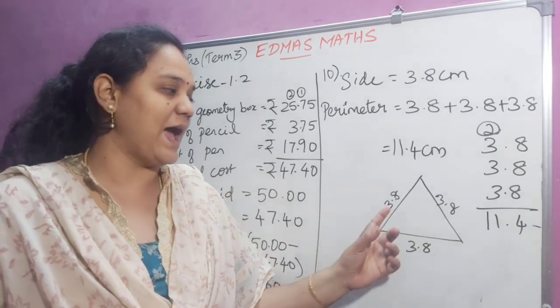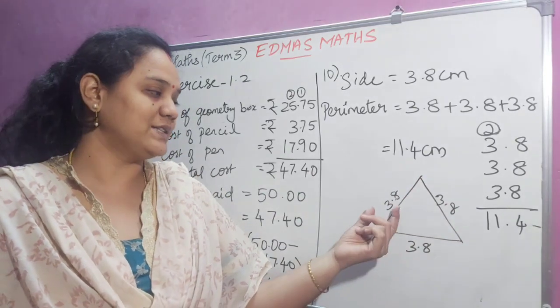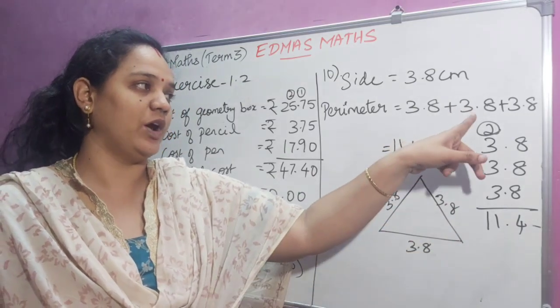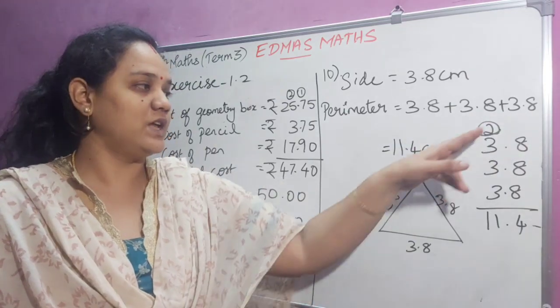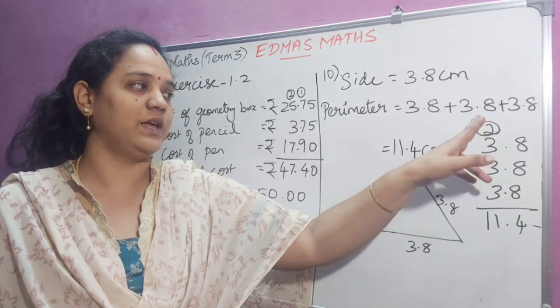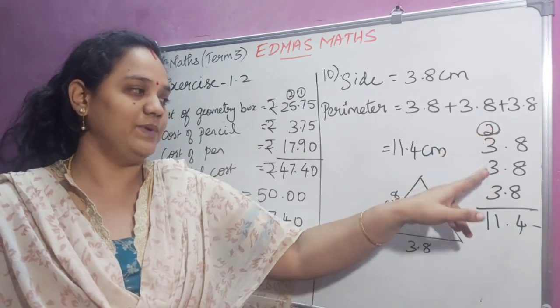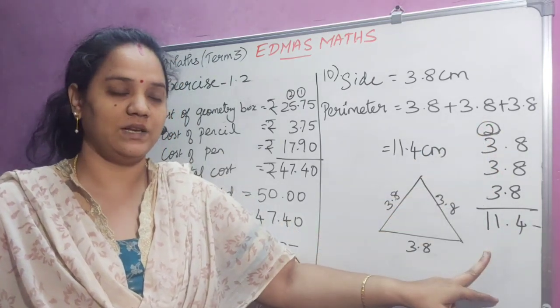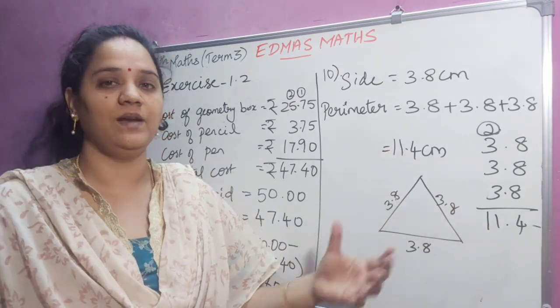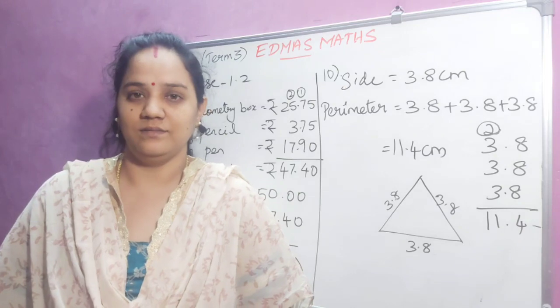Perimeter is nothing but adding all the sides. So one side is 3.8, which means we have to add all the 3 sides, that is 3.8 plus 3.8 plus 3.8. So here I have added these 3. 8 plus 8 plus 8 is 24, 4 here, 2 carried. So 2 plus 3 plus 3 plus 3 is 11. Is it clear? So our answer is 11.4 centimeter. That is the perimeter of the given equilateral triangle.